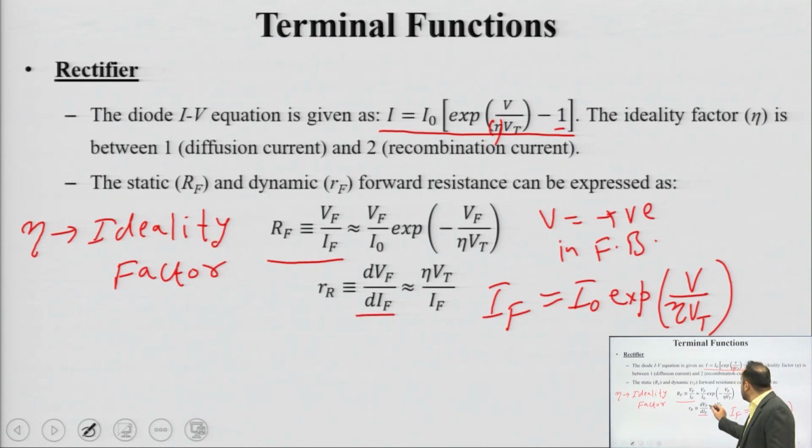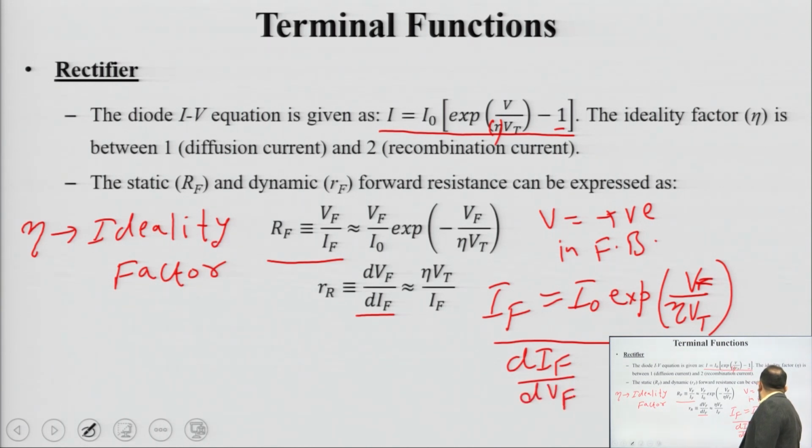Slope is the derivative of dVf by dIf. So, reciprocal of the slope of IV curve in forward bias is your dynamic forward resistance. Okay. So, this equation, if this is Vf, if I differentiate this, I am going to end up with this term. Okay. I suggest you do it yourself also. So, this is going to be the dynamic forward resistance.